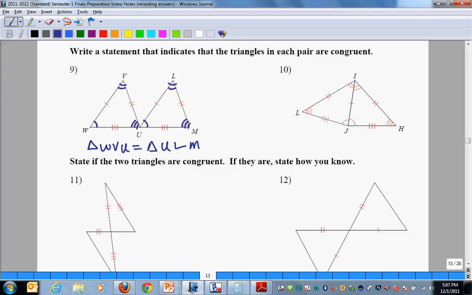Number 11, you're going to state if the two triangles are congruent. If they are, show how. So there's 4 ways triangles can be congruent. Side, side, side, side, angle, side, angle, side, angle, and angle, angle, side. And when you're doing this, you want to look for 2 primary freebies. One is vertical angles. Those are always congruent, even if they're not marked. The second would be a reflexive side, where the side is congruent to itself down the middle.